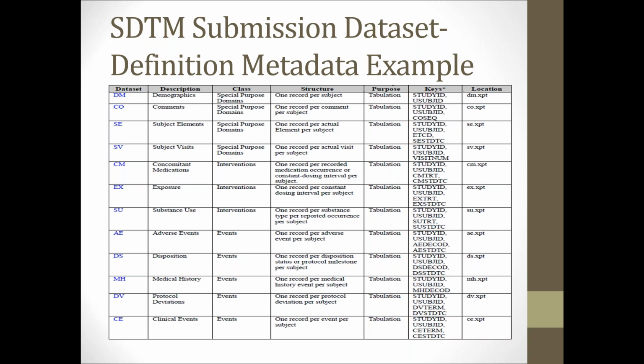The important variables are SUTRT and SUSTDTC. SUTRT is substance used treatment and SUSTDTC is substance used start date time character. Next, AE, adverse events.